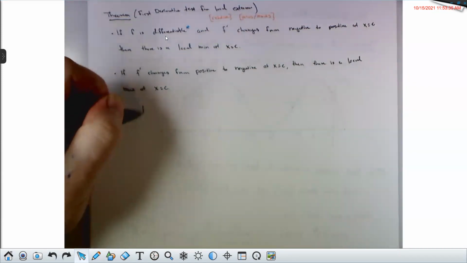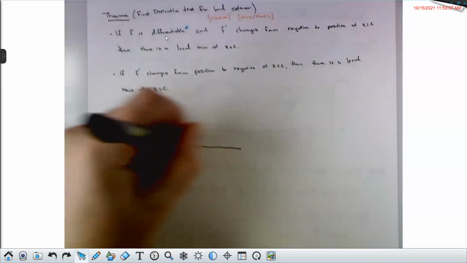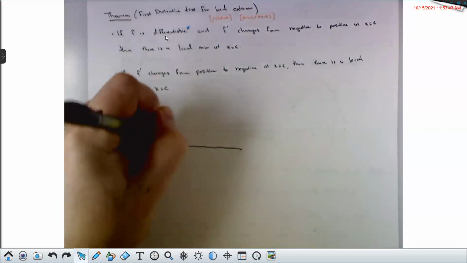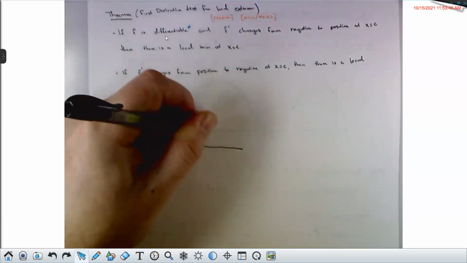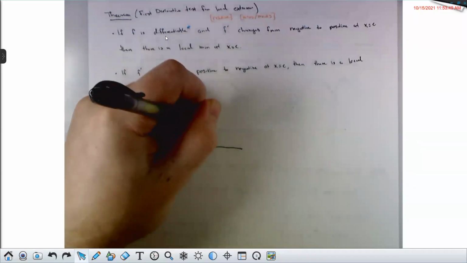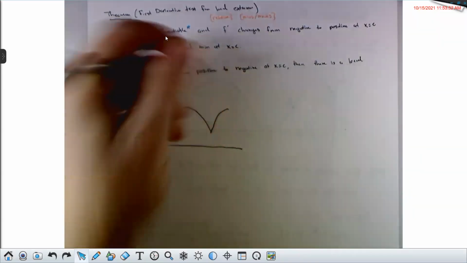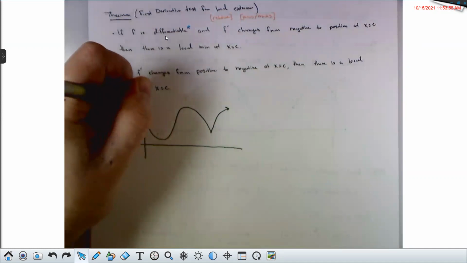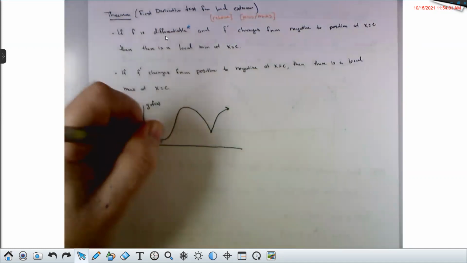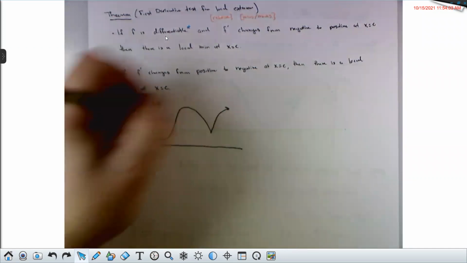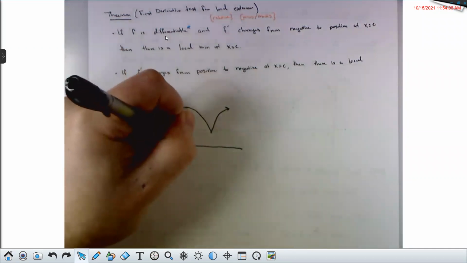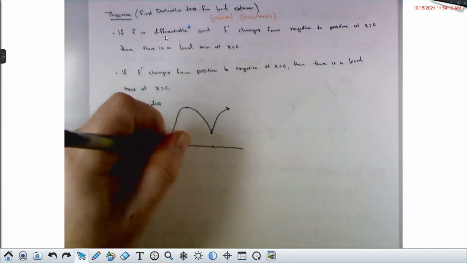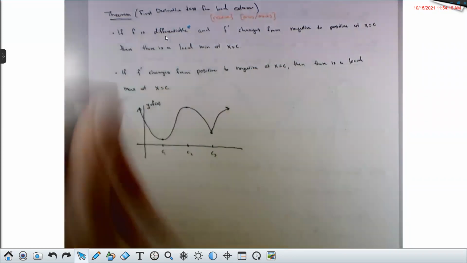And the picture that goes with this is fairly intuitive. I just want to highlight some of the weirder things that can happen. So of course, we can have a local min like this. We can have a local max like this. But we could also have a local min like this. So this is the graph of the original function, y equals f of x. And let me call these C1, C2, and C3.